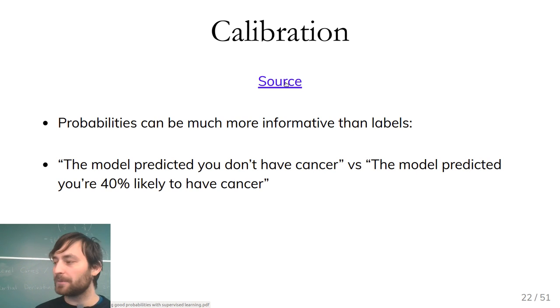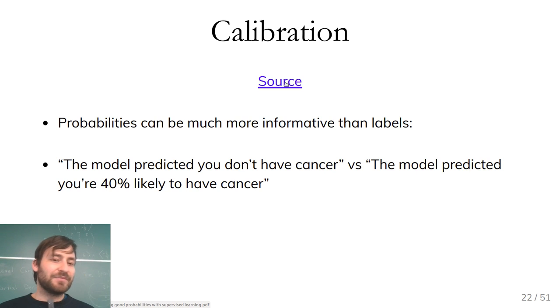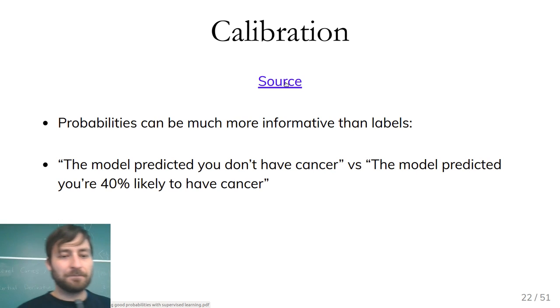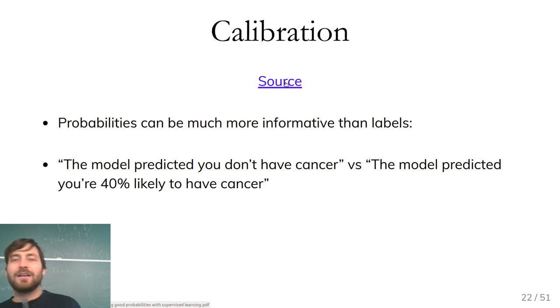I should have put this in the readme, but it has a link to a great paper. But so for example, think of a model that says you don't have cancer versus the model says there's a 40% likelihood you have cancer. If you naively threshold the 40%, this is your outcome, I would react very differently to these two statements. And we'll talk much more about these kind of statements next week.